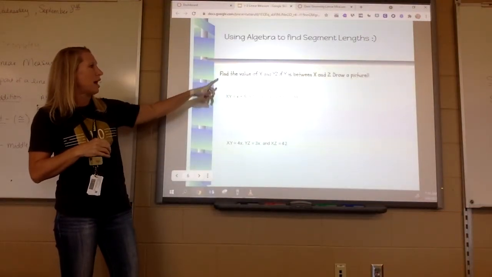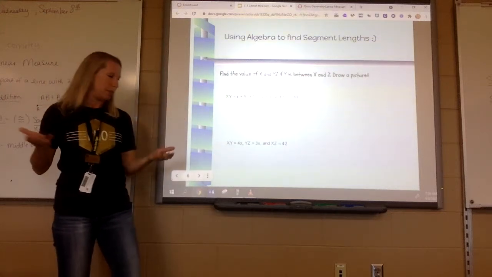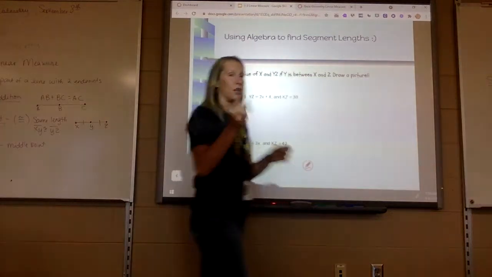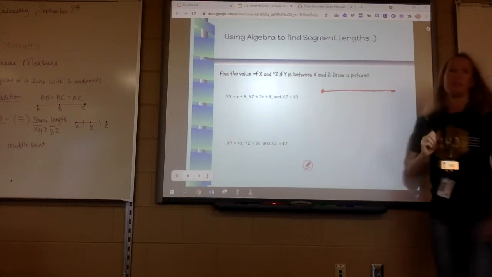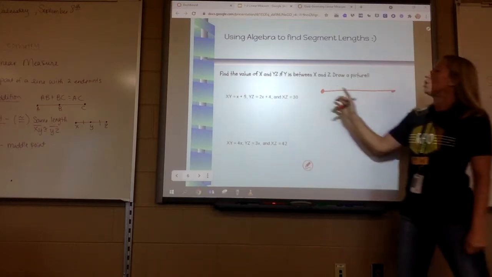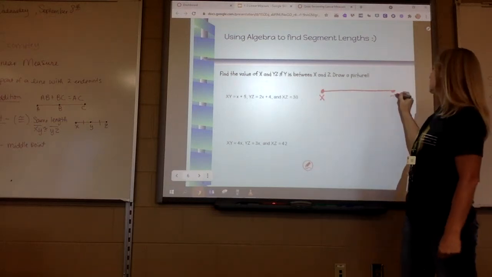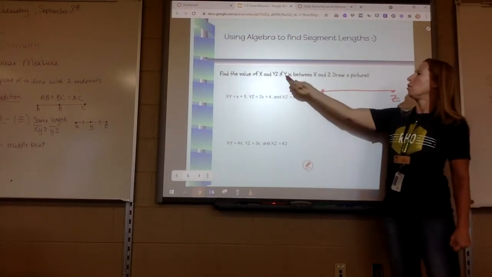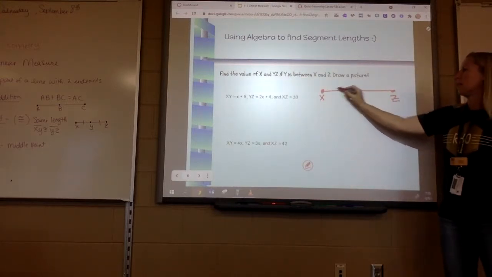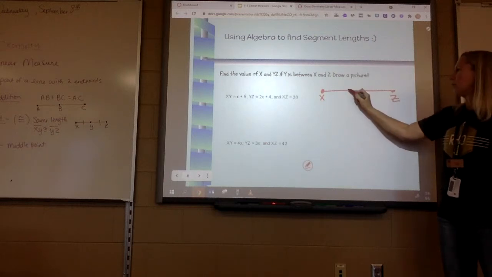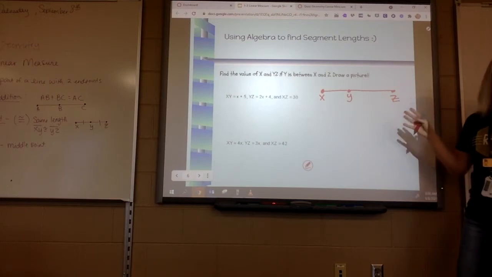It says find the value of x and YZ if Y is between X and Z. Draw the picture. The first thing you're going to want to do with your expo marker is draw a segment. Label each end X and Z. So I've got this segment XZ, and then it tells me Y is somewhere between. That does not mean dead center. It could be anywhere in here. I'll just put it right here so it doesn't look like it's right in the middle. So Y is somewhere between X and Z.